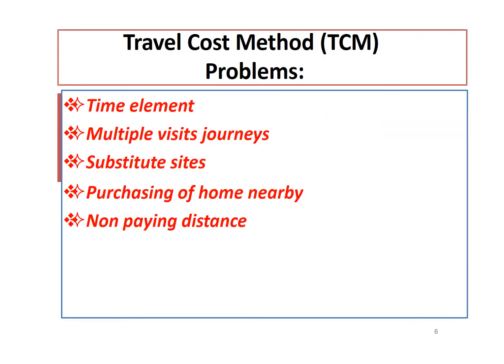Now there are some problems with using the TCM method. For example, the time element, multiple-visit journeys, the substitute sites, and purchasing homes nearby within walking distance. All these points can be a problem for fully utilizing TCM on some of the environmental goods.